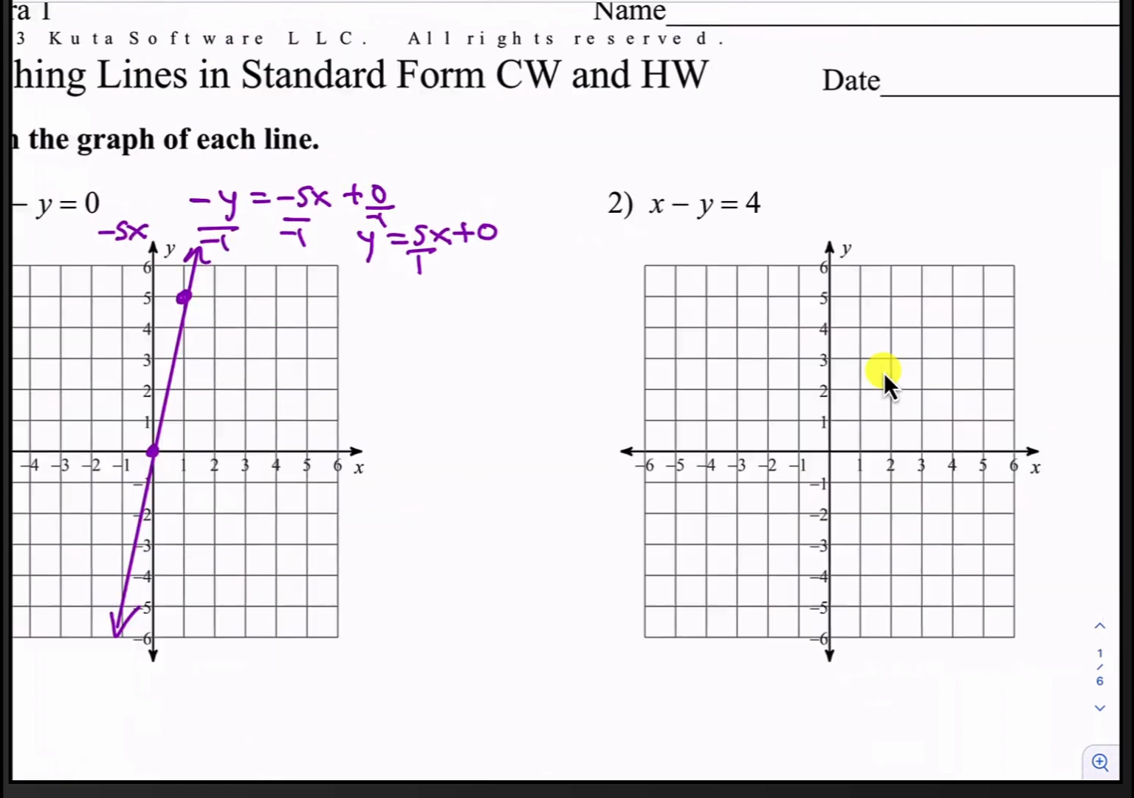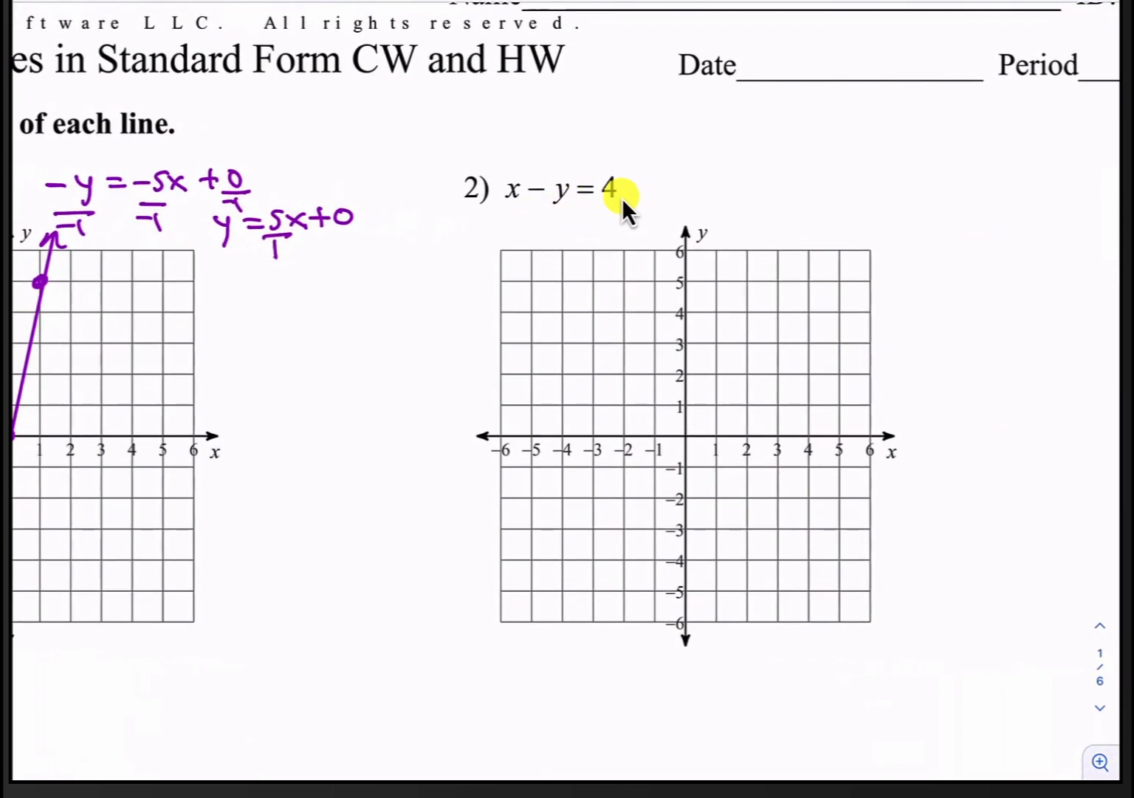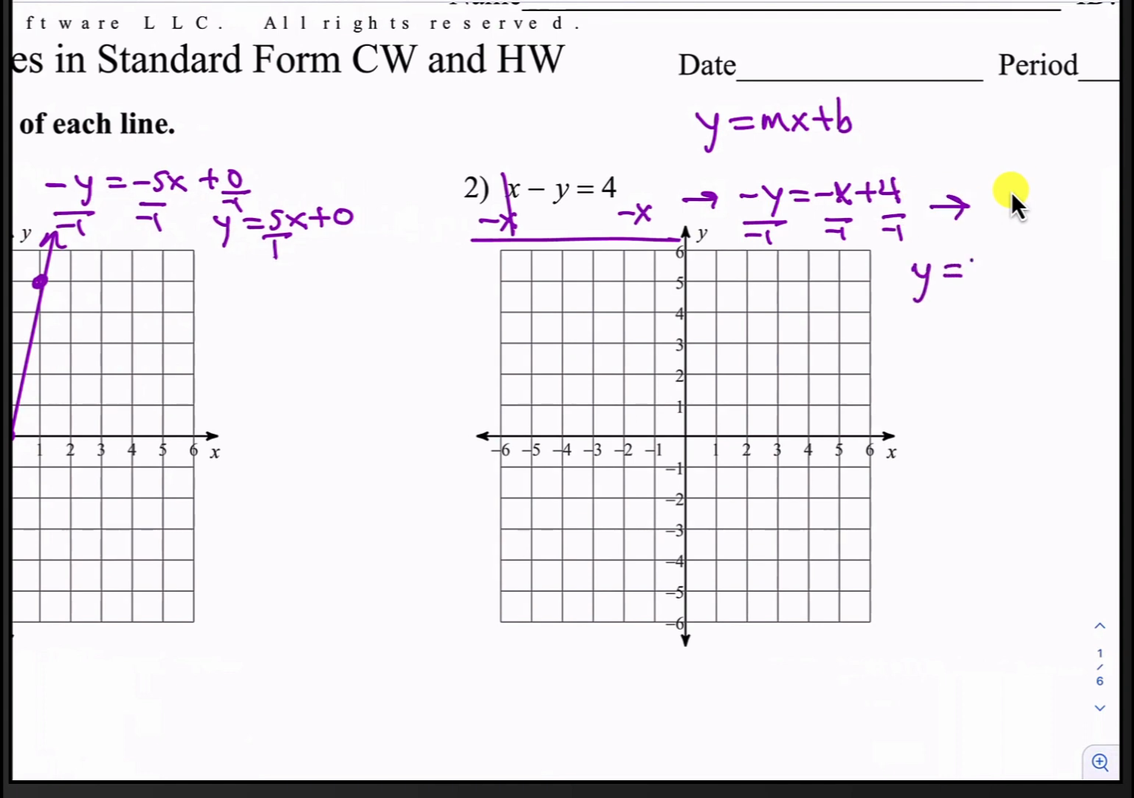Alright, number 2. X minus y equals 4. Again, we want to get it in the form y equals mx plus b. So let's subtract x from both sides first. And that gives us negative y equals negative x plus 4. Now we need to get rid of the negative 1, so we'll divide by negative 1 everywhere. And that gives us positive y equals positive x minus 4.